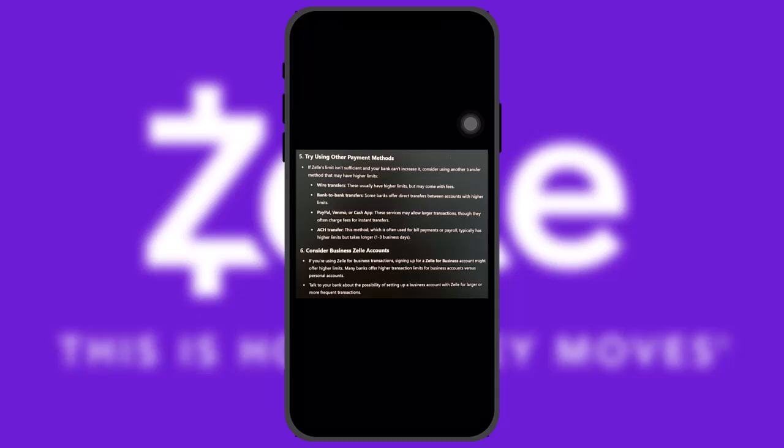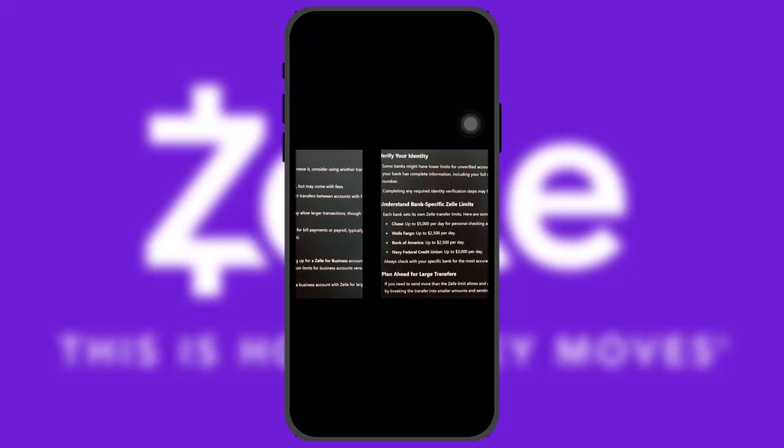Consider business Zelle accounts. If you're using Zelle for business transactions, signing up for a Zelle for business account might offer higher limits. Many banks offer higher transaction limits for business accounts versus personal accounts.